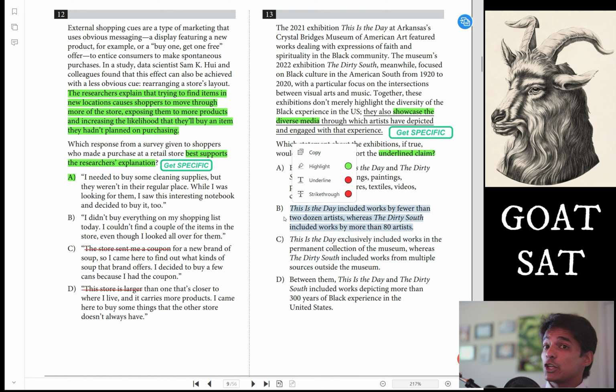A lot of artists, no diverse media types. Oh, look, diverse media types. Just from elimination alone, remember, we're directly supporting, not undermining, so it's pretty straightforward. It's going to be A.